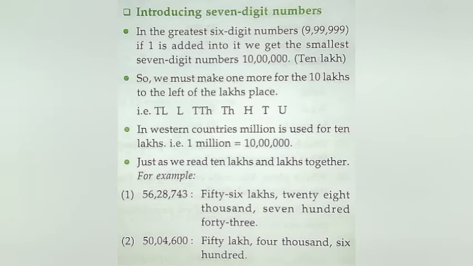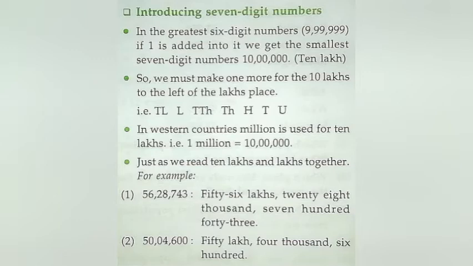First example, 56,28,743. This is how you write it in figures. Now there are no zeros in the first example, so it's clear and you know where the figures come. 56 lakh 28 thousand 743. Second, 50 lakh 4,600. Again, lots of zeros here.